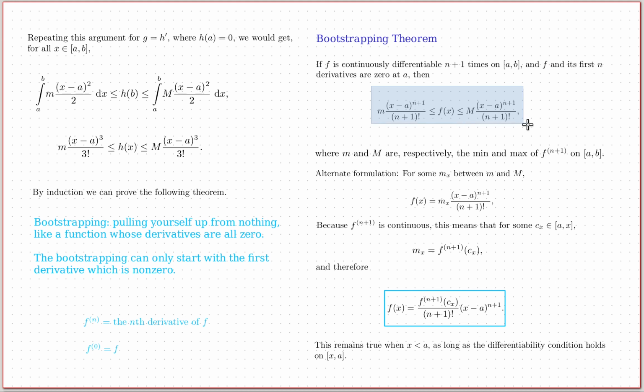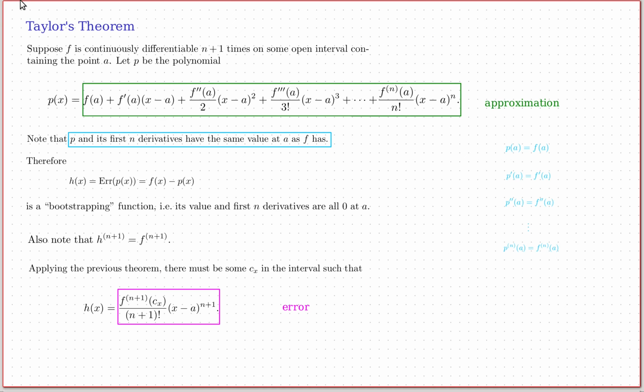You can also write a formulation in this form when x is to the left, but then you have to reverse some of the signs, and it's just a little confusing. So it's a little bit easier to think of it this way, because the same formulation works for points x which are either less than a or greater than a. So now we can do Taylor's theorem.